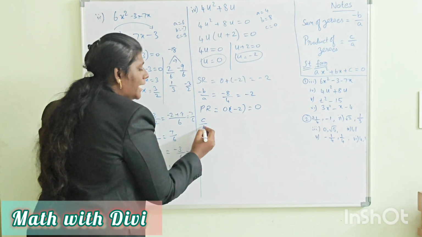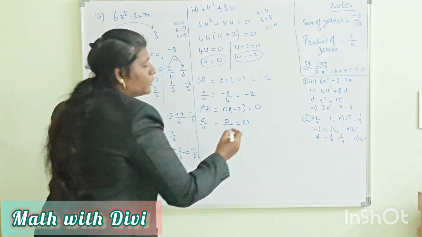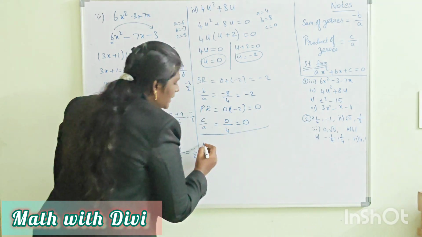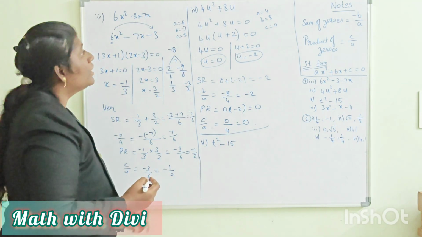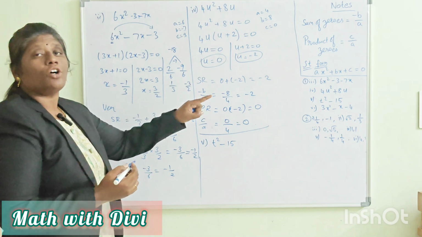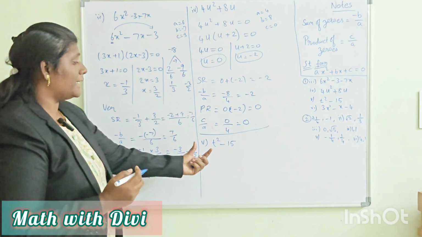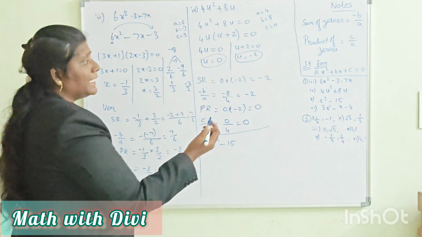So c by a, c is 0, and 0 by anything is equal to 0. Okay? Hence verified. And the third sum, look at the fifth sum: t square minus 15. See, in the fourth sum there is no constant part, but here the x part, the coefficient of x, which means bx, is not available.